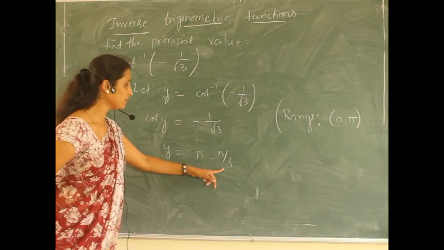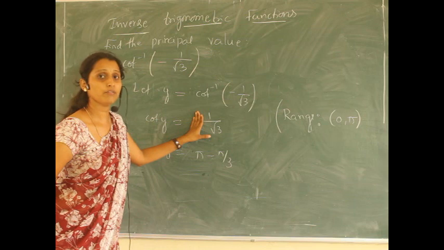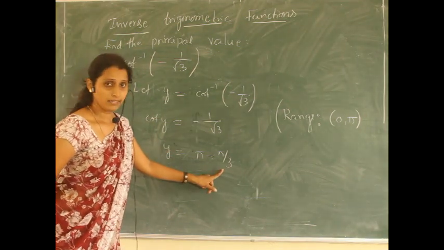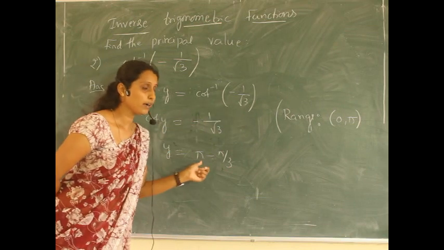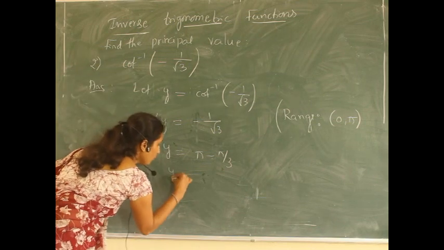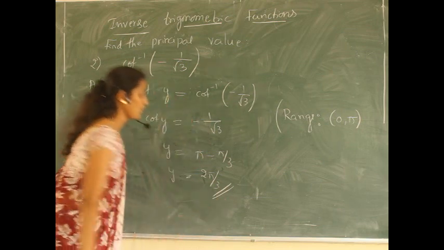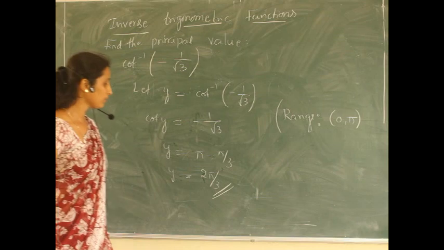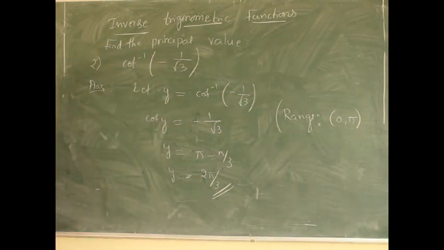Why are we taking pi by 3? Because for the cot function, 1 by root 3 corresponds to pi by 3. But since the value is negative and we have to go for the second quadrant, therefore pi minus pi by 3. So y is equal to 2 pi by 3. The value of cot inverse of minus 1 by root 3 is 2 pi by 3. So this is the second one.